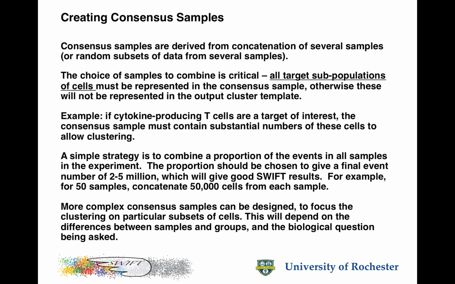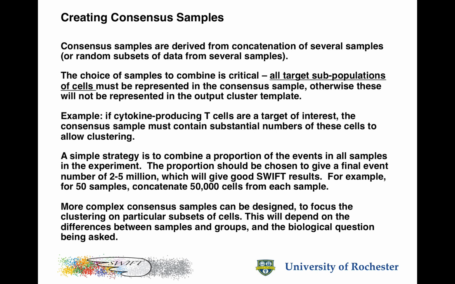For example, if we wanted to work with 50 samples to get a good averaging over the whole experiment, then we could take 50,000 cells randomly from each sample, concatenate those to give us a good size for sample to work with. More complex consensus samples can be designed for particular purposes. If you have some very specific questions in mind, then the design of the correct consensus sample may help you to focus precisely on that question.